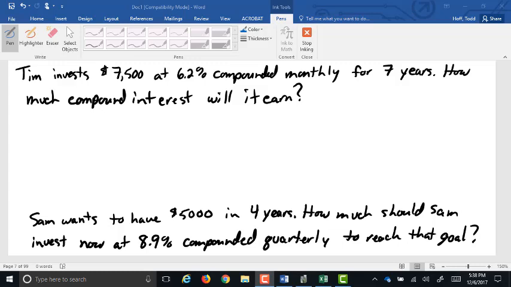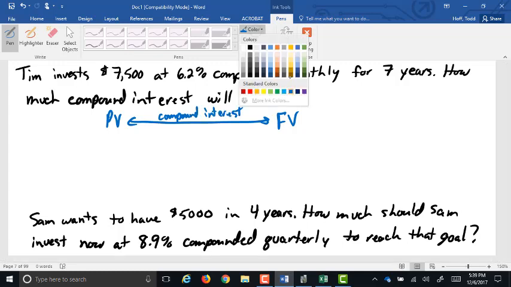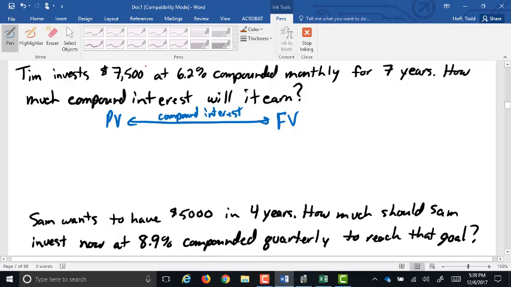So for the first one up here, you remember we have present value, which is right now, future value, which is going to be at some point in the future. In between there, of course, we have that compound interest. The key to figuring out what to do with these is figuring out what we're given.